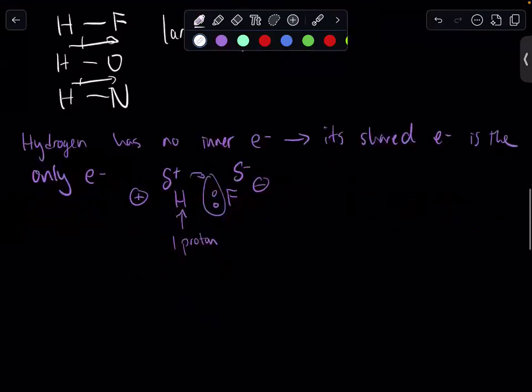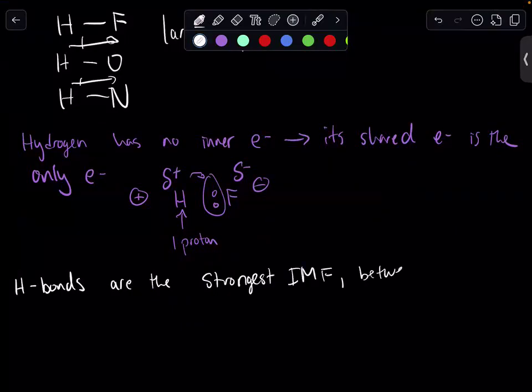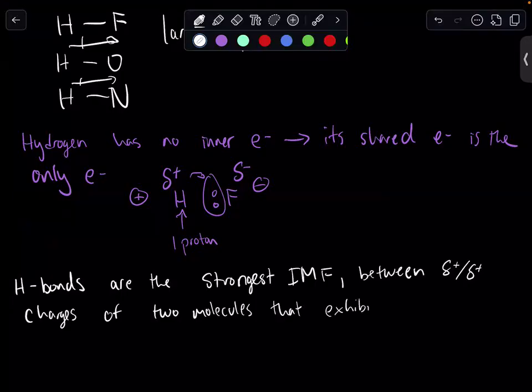So to clarify, just to make sure that we have this down, H bonds are the strongest IMF. Just writing that again because it's very, very important. And it's between the partial positive and partial negative charges of two molecules that exhibit H bonded to N, O, or F.